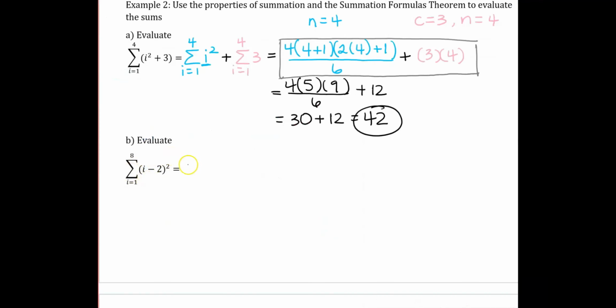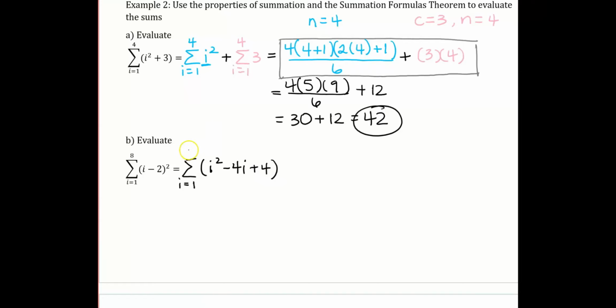So the first thing I'm going to do in 2b is expand out the squared binomial that we have on the inside of the sum. I'm going to FOIL that out. I minus 2 squared, when it's expanded, is I squared minus 4I plus 4.